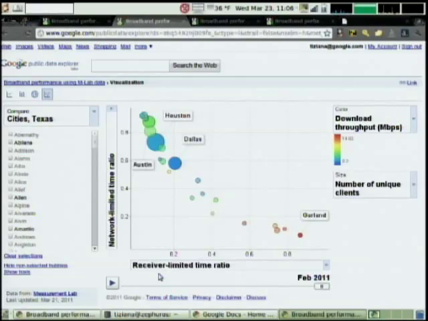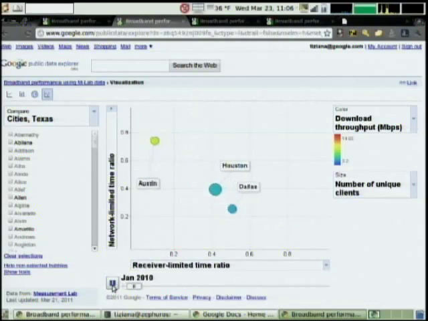What this means is that down towards the right, if you see Garland, Texas is way down there, their limitations were on the receiver side. So if there was any data rate limitation, it's because of the connection that the client had, not the network. On the other hand, when you go up to the other side, way up at the top there, Corpus Christi, Houston, and the like, if there were limitations, it would appear that it's the network that had insufficient capacity. Now, we can watch this over time.